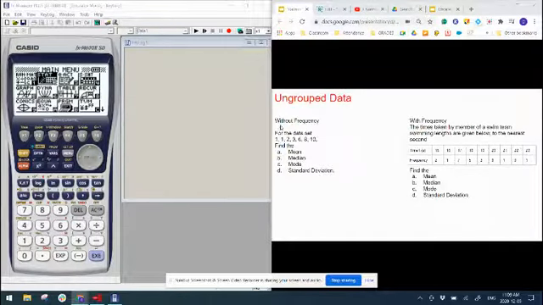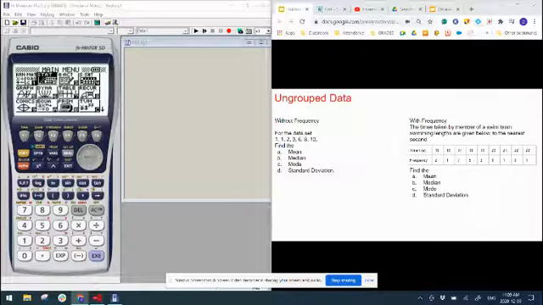If we're using our calculator without frequency, so for the data set 1, 1, 2, 3, 6, 8, 10, it wants us to find the mean, median, mode, and standard deviation. Of course, it's a small data set. We could do this by hand, but our calculator can also find all of this information for us.